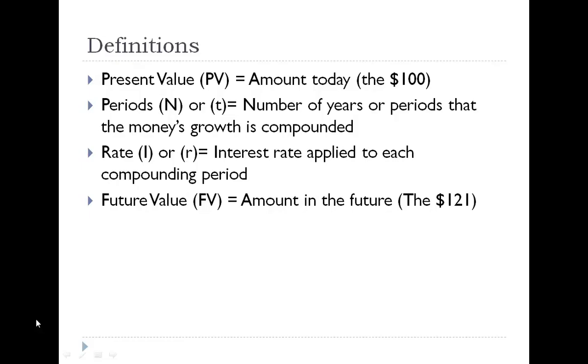Number of time periods is usually referred to with the letter N or the letter T. Sometimes it's called period. Sometimes it's called NPER. Rate, the next one, usually refers to interest rate, usually identified with a letter I or a letter R. Future value is usually shown as the letters FV, and that one's pretty consistent. Usually FV and PV are very consistent regardless of which technology or textbook you're using. The others tend to have different notations. You just need to be aware of what they refer to.